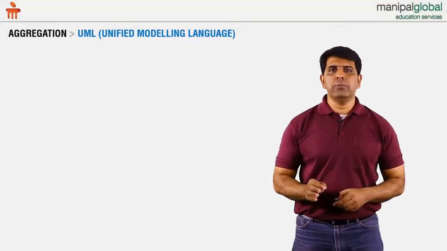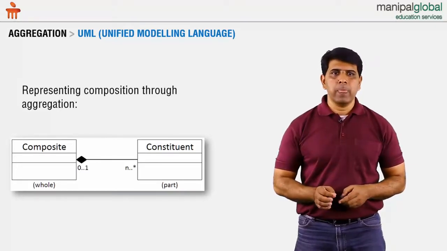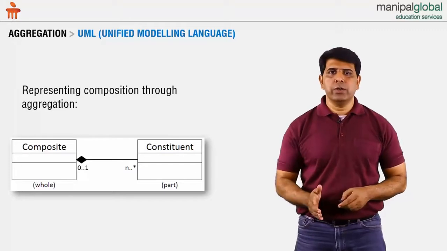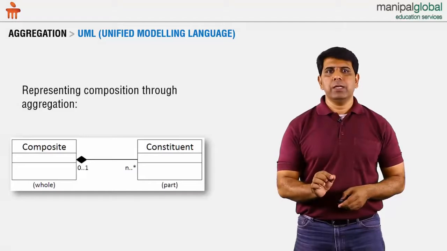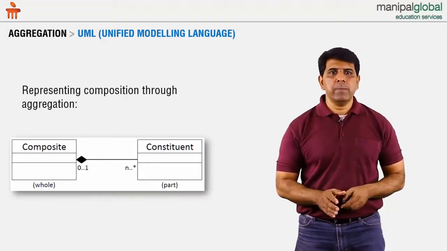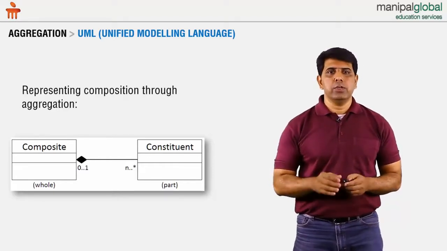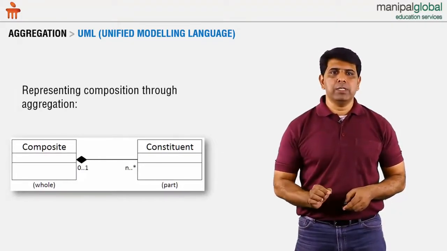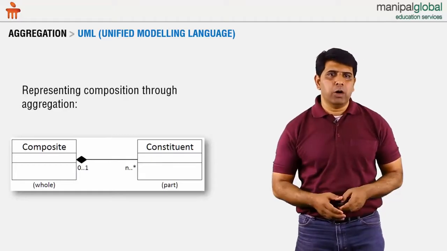UML, or Unified Modeling Language, allows us to pictorially represent these relationships. Here is an example of how a composite and constituent are related to each other. Observe the filled diamond on one side of the relationship. That's where we say a composite has constituents, so you shouldn't put the diamond on the other side. You also will see multiplicity indicating how many objects are part of how many composites.